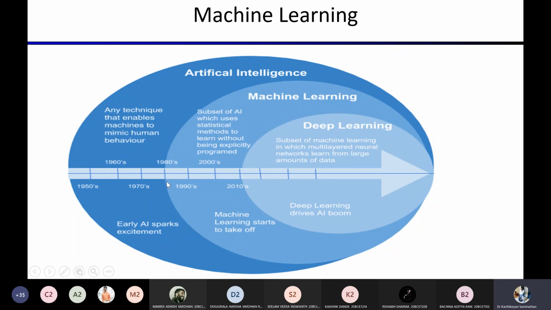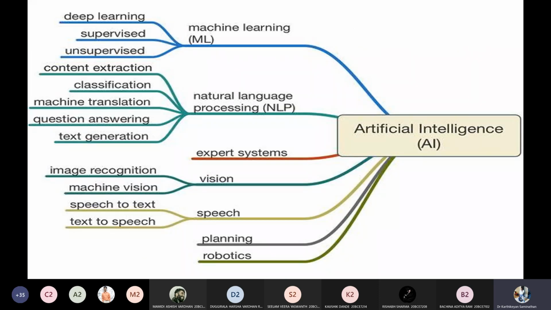As you know, AI is one of the techniques, algorithms, areas or domains in order to imitate human behavior. That is why this technique has come up. Machine learning is a subset of AI, and deep learning is also a subset of machine learning, right? There are different areas, as you know: ML, NLP, expert systems, vision, speech, planning, and robotics. These are all the various areas which come under AI, right?